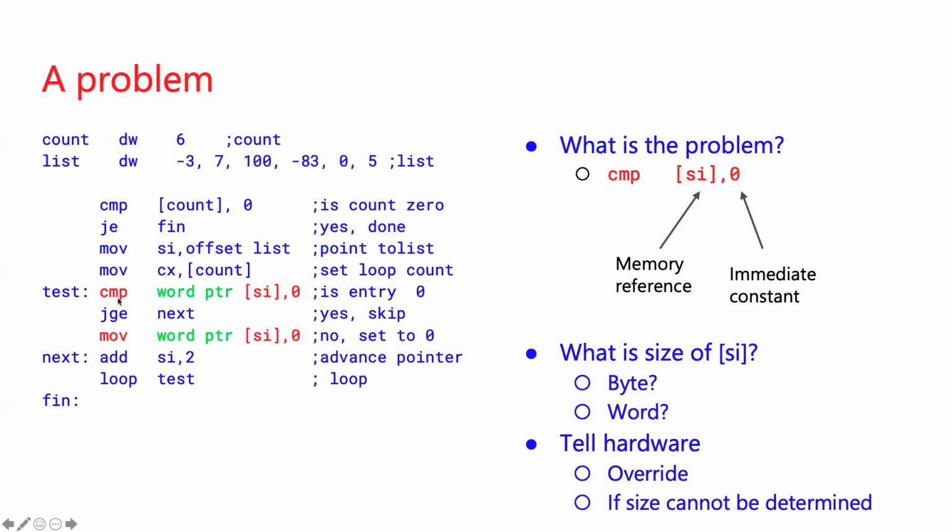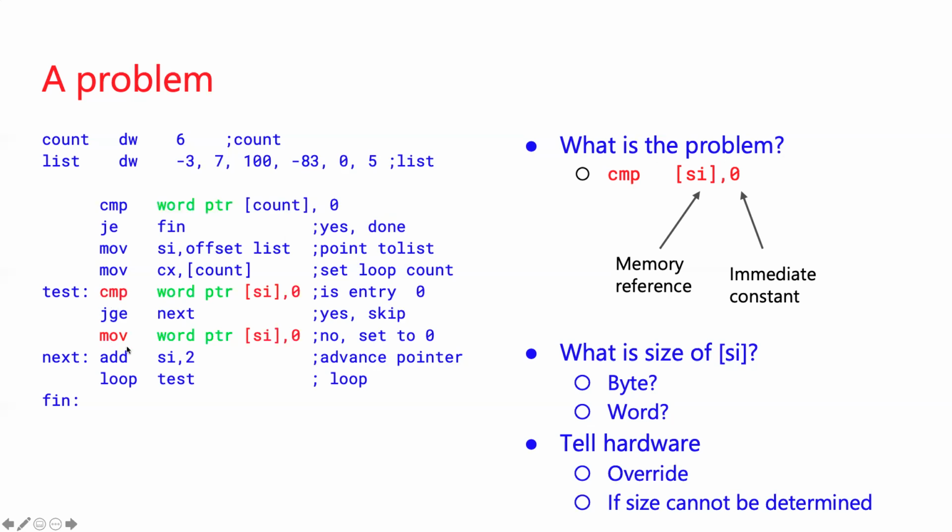For this compare, is that a word size compare or a byte size compare? If the assembler can't tell, then we can put word PTR in front of the indirect address. Same thing for the move. And this tells it this is a word size compare. If you needed byte sized, you would have said byte PTR. And this tells it which version of the compare to do, and same for the move.